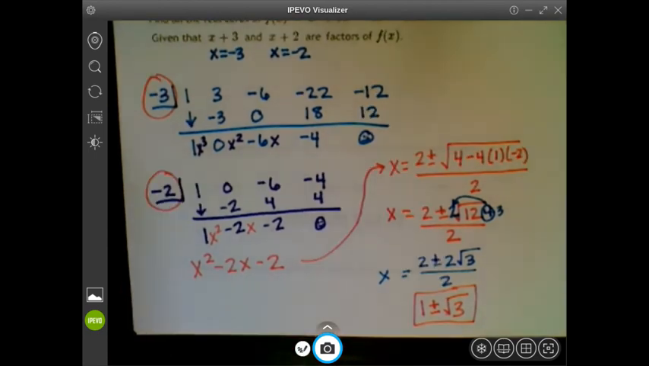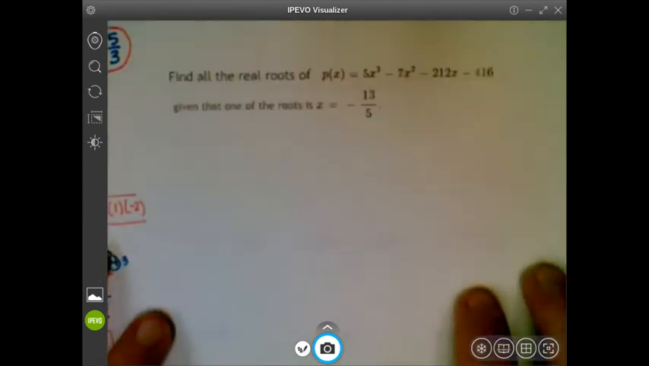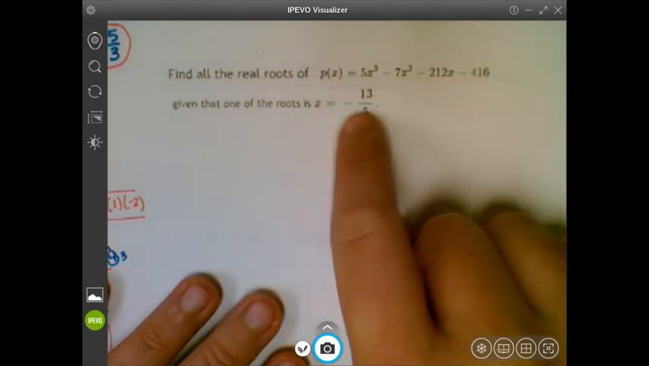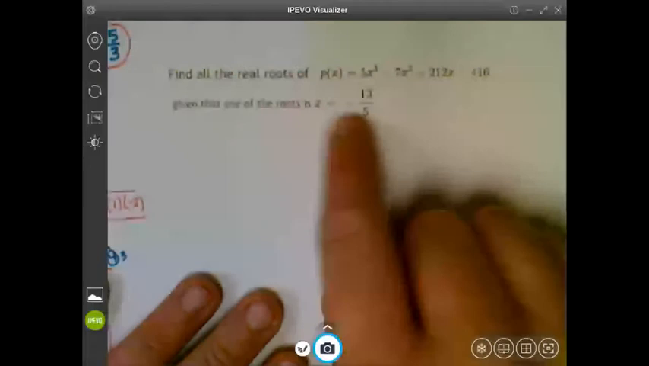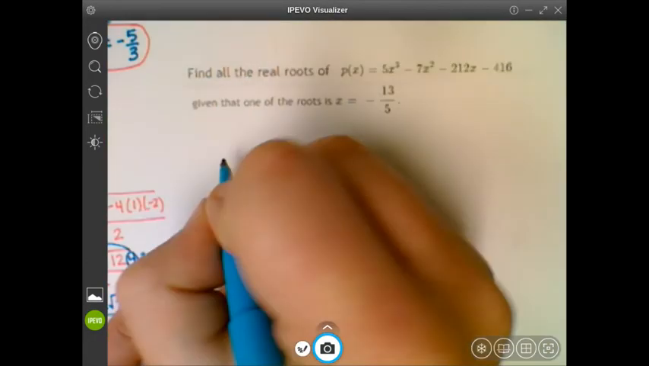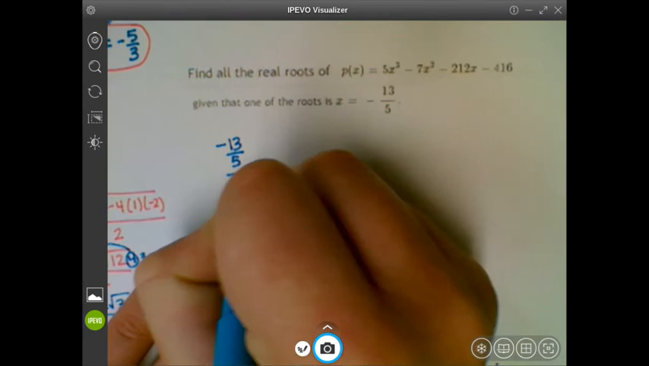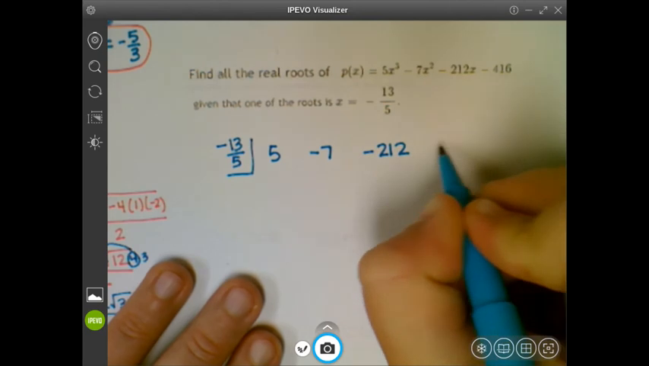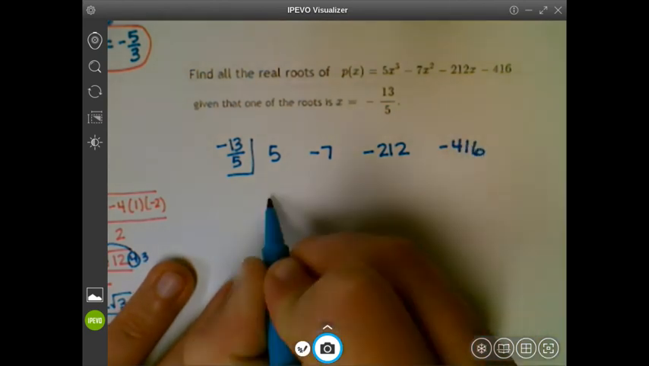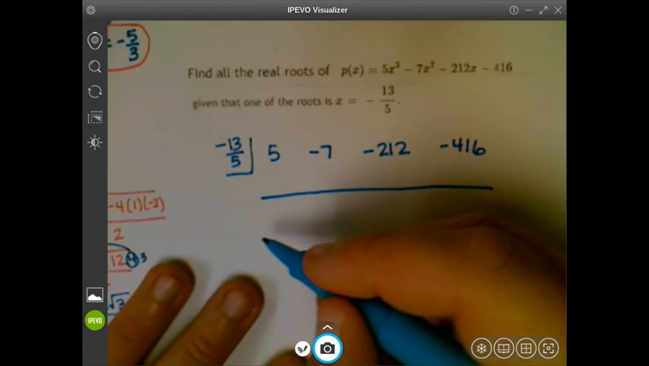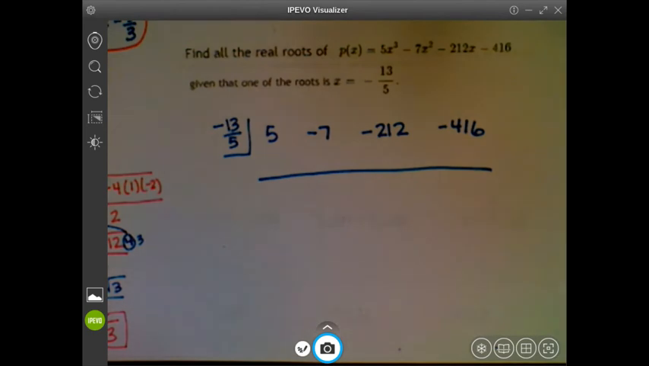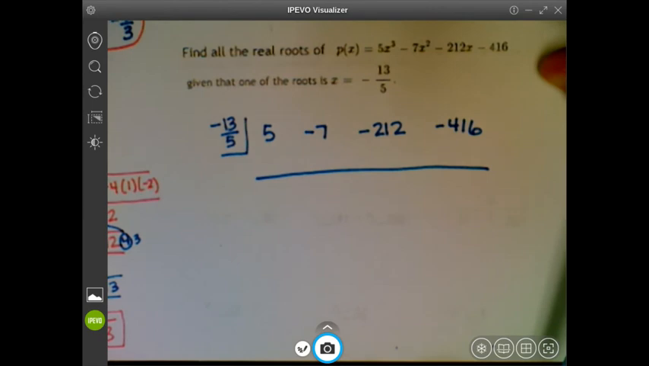All right, one more here that we're going to do. Give it a shot. So we have a cubic function. It tells us a root. So this is the number that we're going to use when we do our synthetic division. And so we'll use negative 13 over 5. And then we'll use these coefficients. 5, negative 20, negative 416. And then we'll take this from a cubic to a quadratic, and then you can either factor or use the quadratic formula. So if you want to hit pause, this would be a great one for you to try on your own. When you're ready, go ahead and hit play, and then we will go over it.